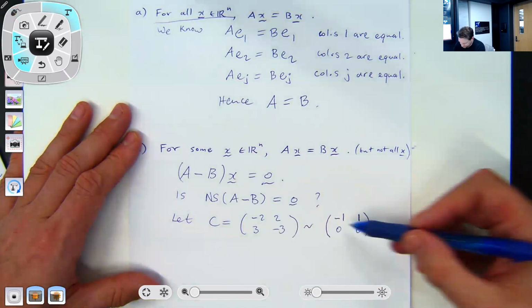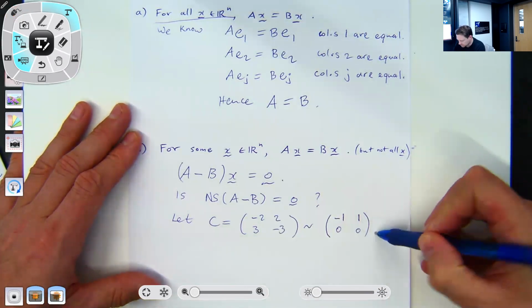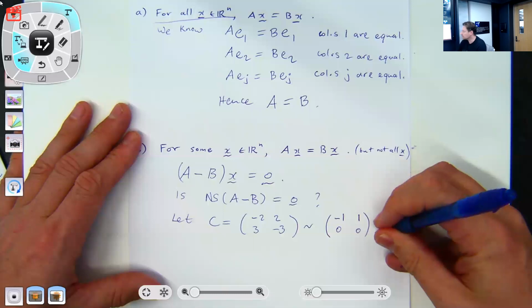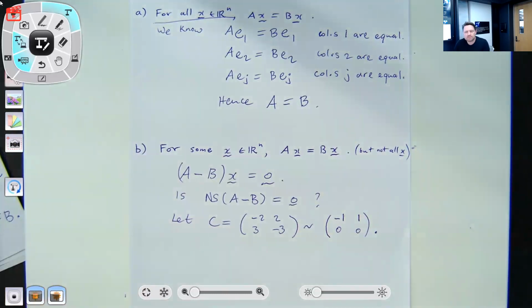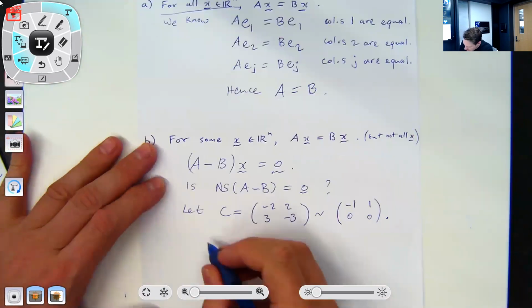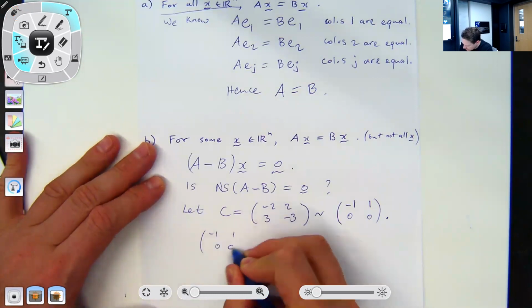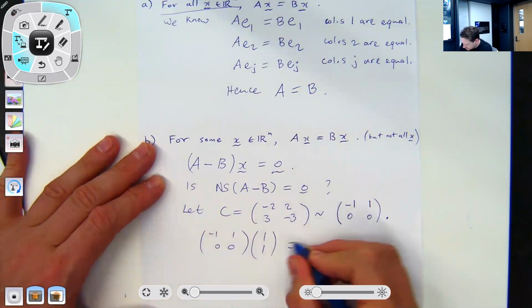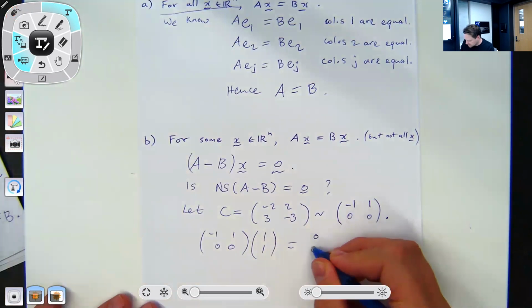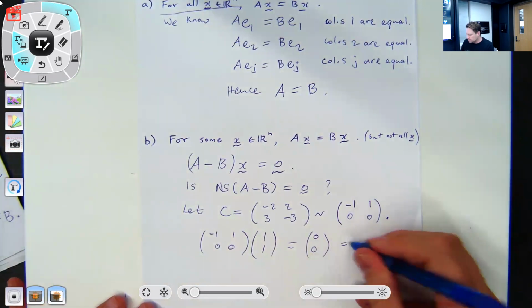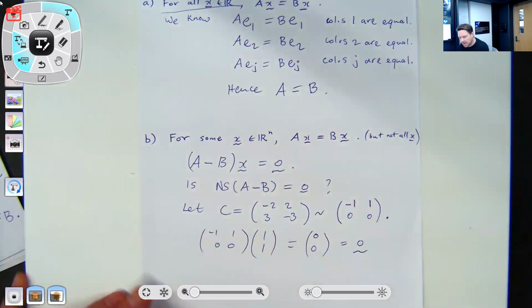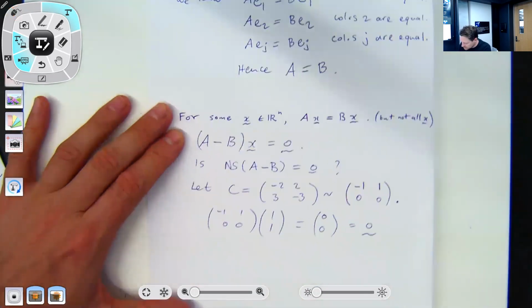Okay, so these have the same row space. Okay, so here we've got such a matrix. Now, can we find an element that's in the null space, a simple element? Well, yes, we can, because minus 1, 1, 0, 0 times 1, 1 is equal to 0, 0, okay, which is the 0 vector. So we found that 1, 1 belongs to the null space of C.